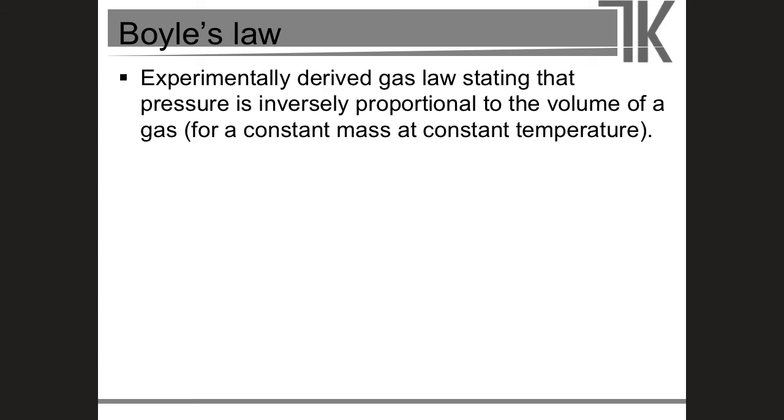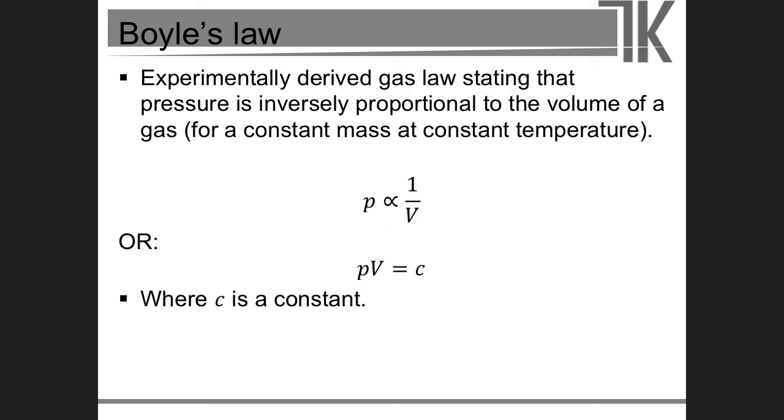So Boyle's law is an experimentally derived gas law that states pressure is inversely proportional to the volume of a gas for a constant mass at a constant temperature. And I would like you to write an expression to show pressure is inversely proportional to the volume of a gas. Pause the video now and have a go at that. So your expression should look something like this. Pressure is inversely proportional to volume. Or you might have something like this, where pressure times volume is a constant.